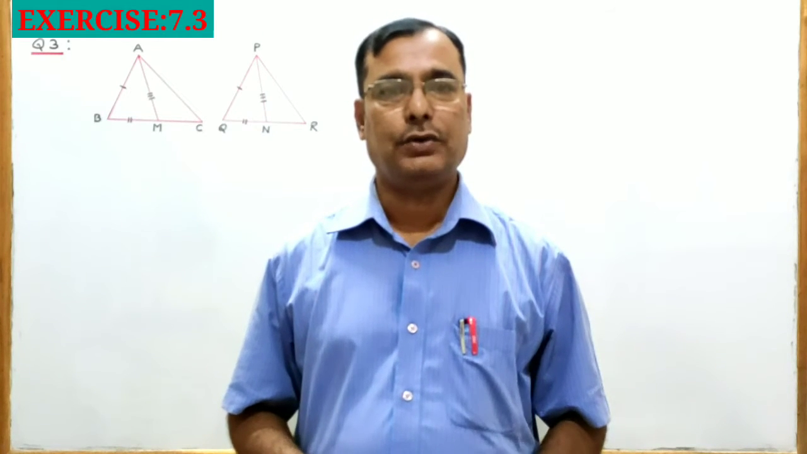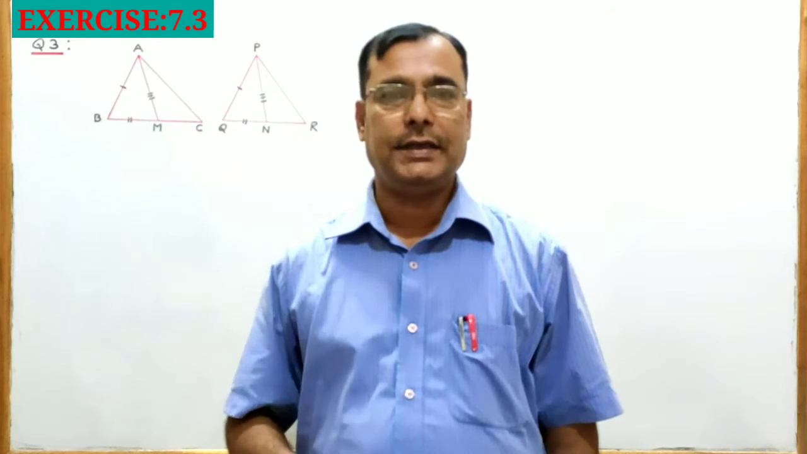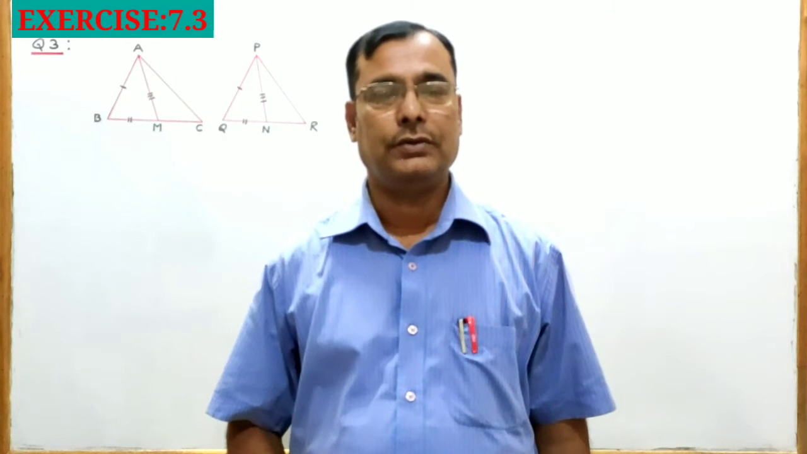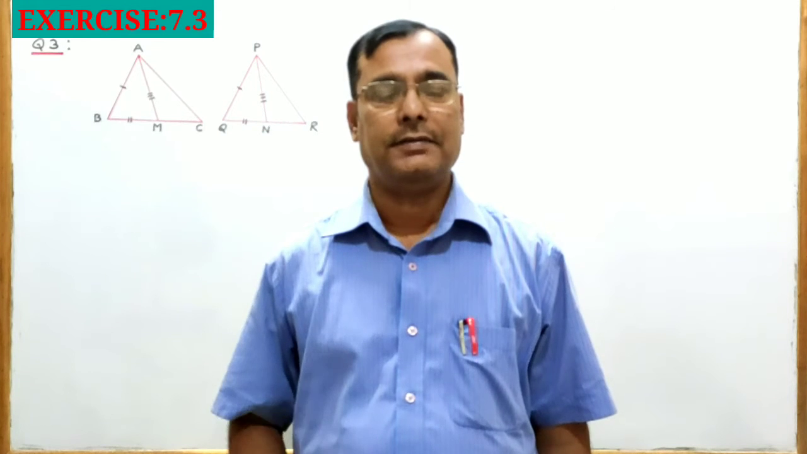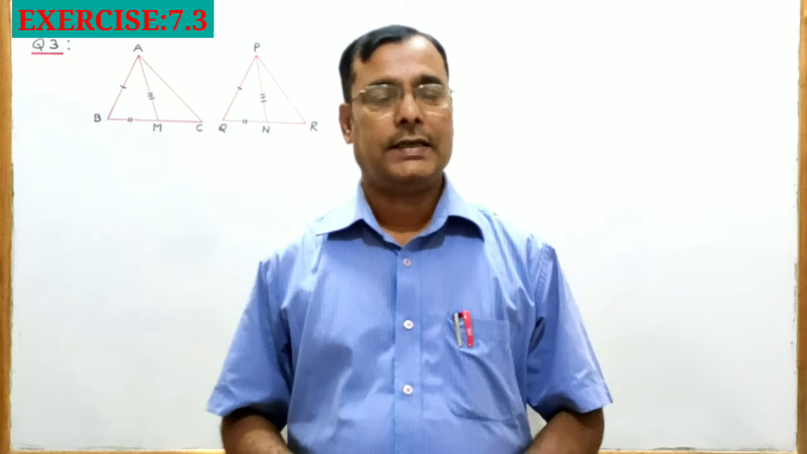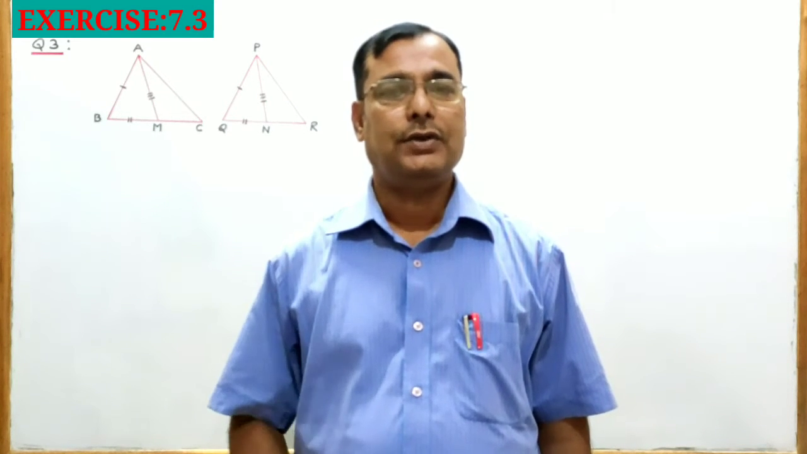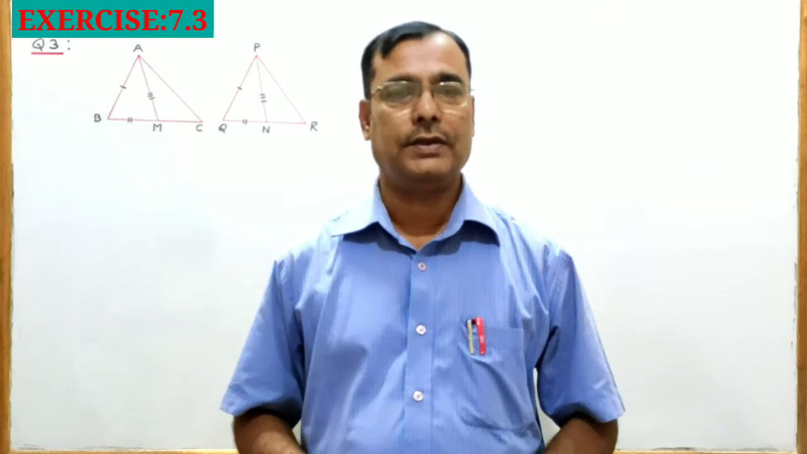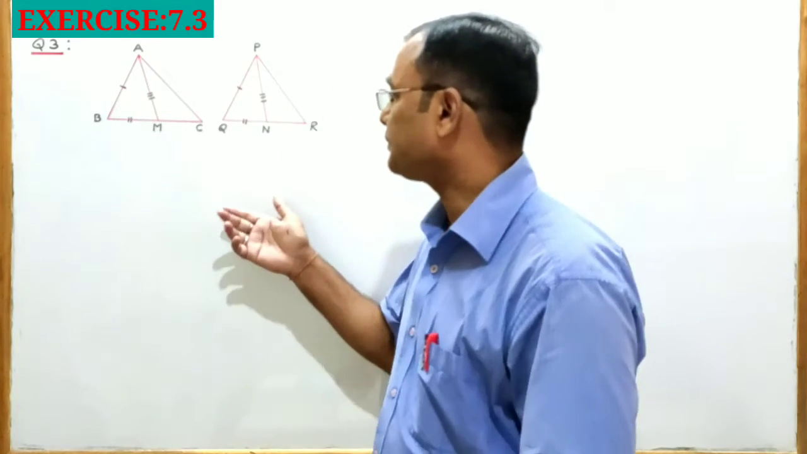Exercise 7.3, question number 3. Two sides AB and BC and median AM of triangle ABC are respectively equal to sides PQ, QR and median PN of triangle PQR as shown in this figure. Show that triangle ABM is congruent to triangle PQN, and also prove that triangle ABC is congruent to triangle PQR. So let's prove this question.